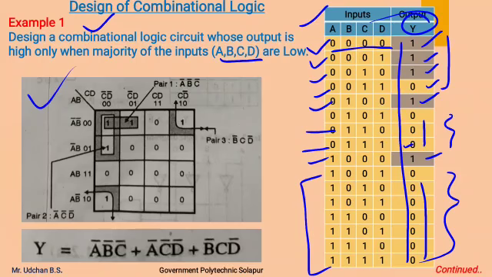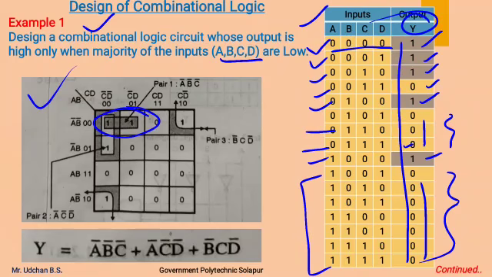The first 4 outputs are 1 1 1 0, then 1 1 1 0. After that the next 4 outputs are 1 0 0 0 1 0 0 0. After that the next 4 outputs are 1 0 0 0, and the last 4 outputs are 0 0 0 0. So once we make the entries of outputs onto the K-map, we are going to find, as usual, the octet, quad or pair. Here we will not get any octet or any quad, so here we are going to make the pairs.